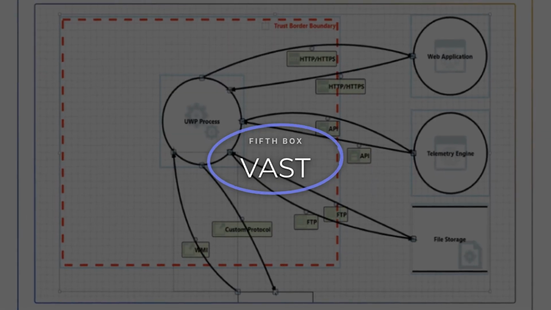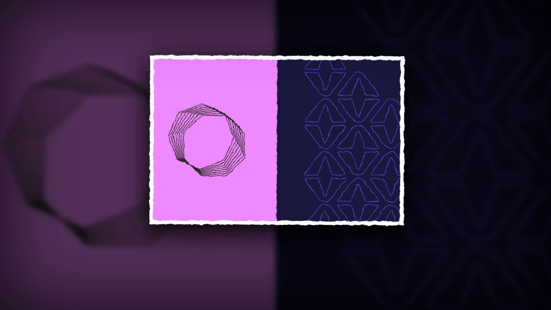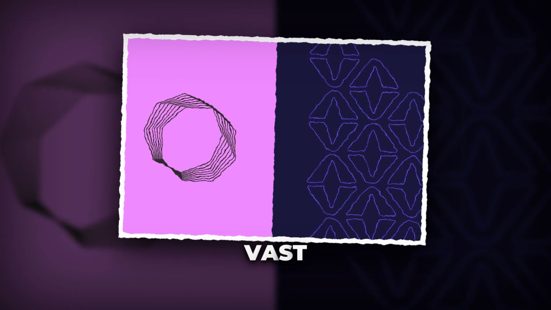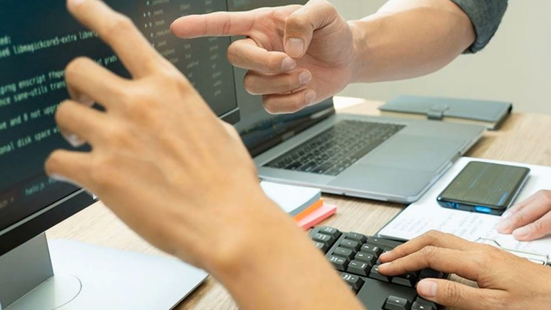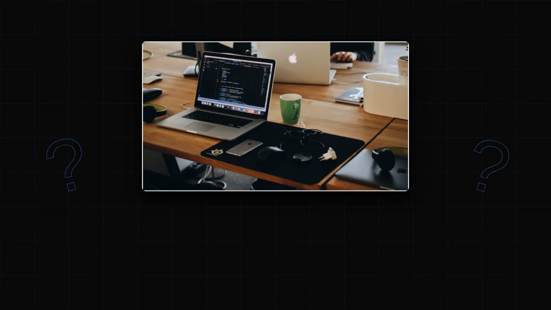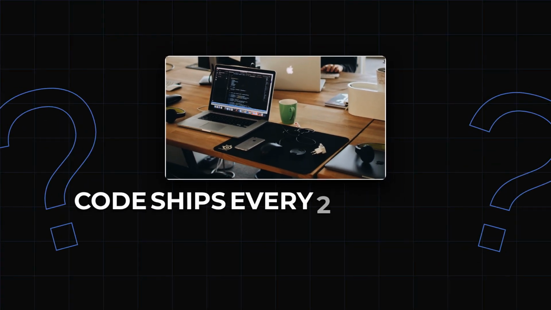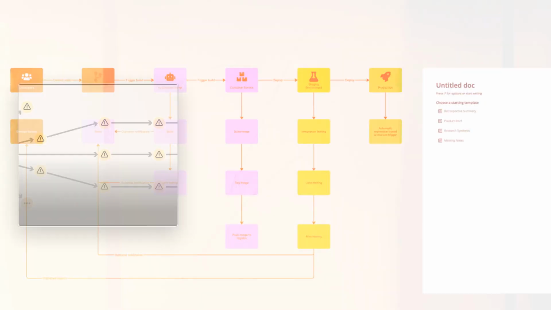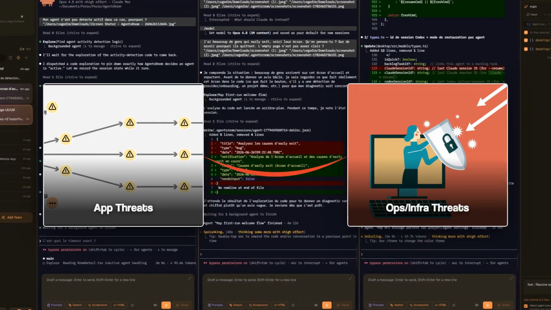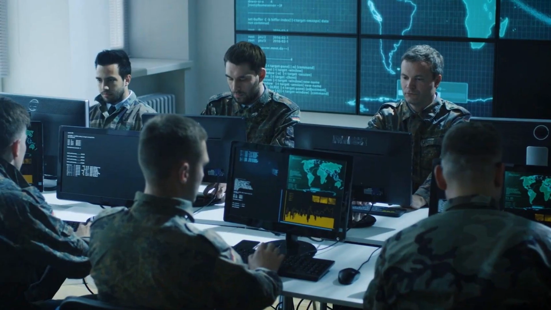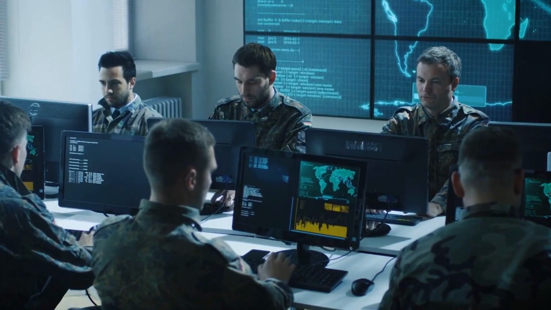5th box. VAST. VAST stands for Visual, Agile, and Simple Threat. ThreatModeler introduced it around 2018, and it's built for one specific problem. What do you do when your team ships code every 2 weeks and can't afford a 3-day threat modeling workshop? VAST runs in sprints. It uses 2 separate models in parallel, one for application threats, one for operational and infrastructure threats. Those 2 swim lanes integrate directly into CI/CD pipelines, which means threat modeling happens alongside development instead of as a gate before launch.